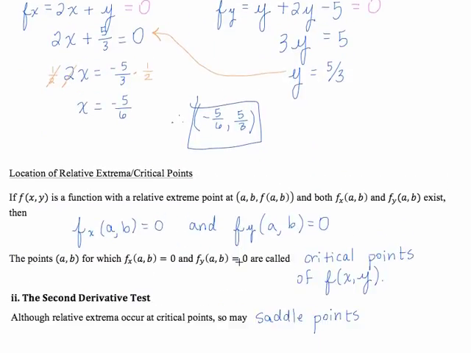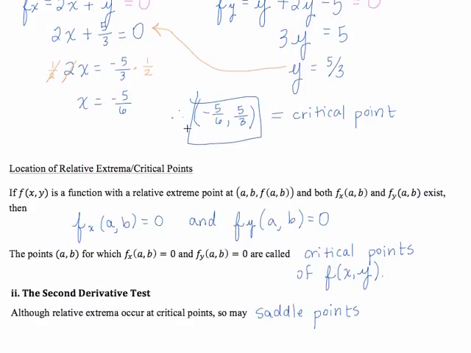Now that point is called a critical point. If we have a relative extremum, it will occur where both derivatives are 0, and that's called the critical point of the function. We use what's called the second derivative test to help us determine whether we have a max, a min, or something else at each critical point.